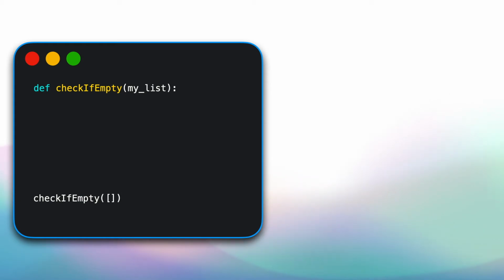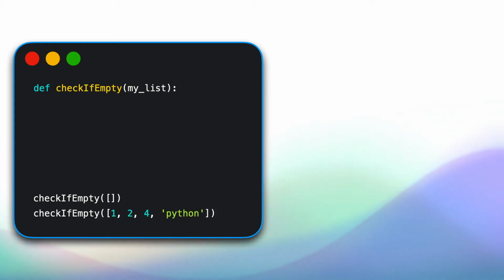Now let's write a code that will check if the list is empty or not. So what we'll do, we will first define a function and we will name that function as check if empty, and as a parameter we will pass a list that we want to check. Now while calling this function first time, we will pass an empty list, and while calling it second time we will pass a list with some data. Now let's write a code inside a function.